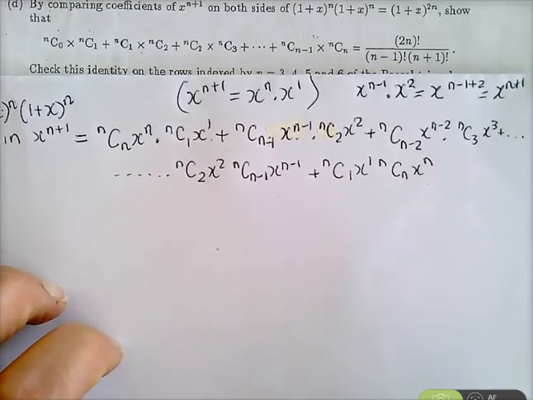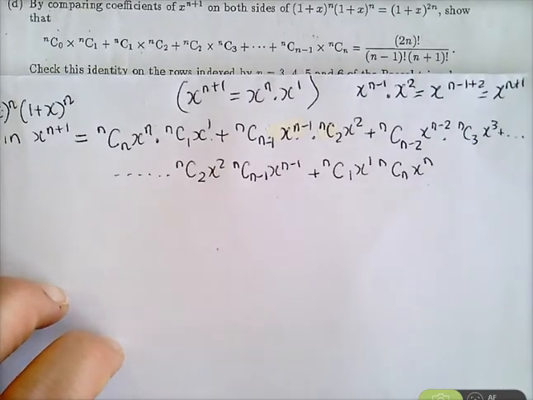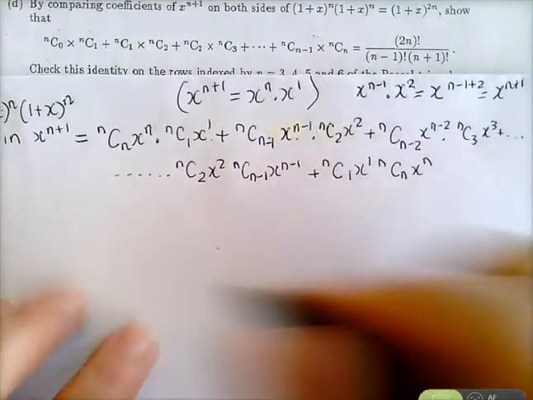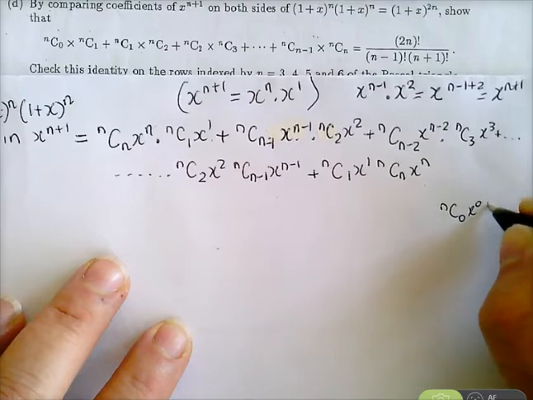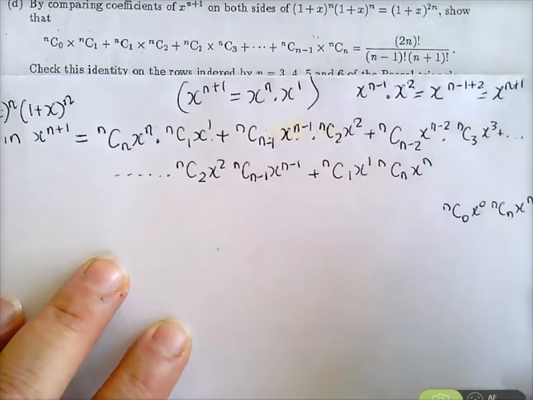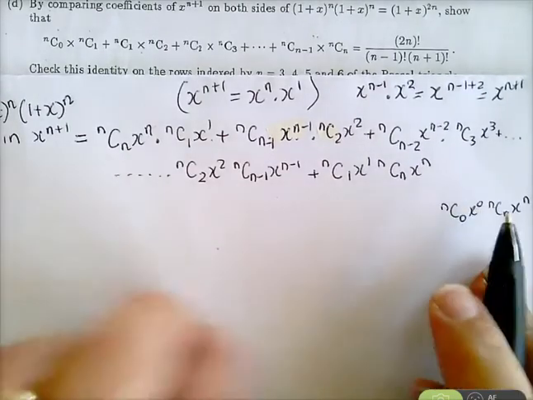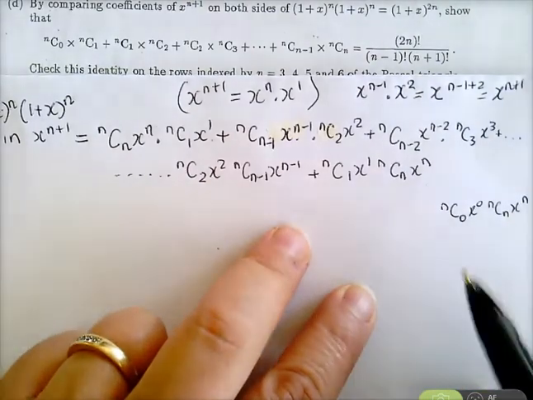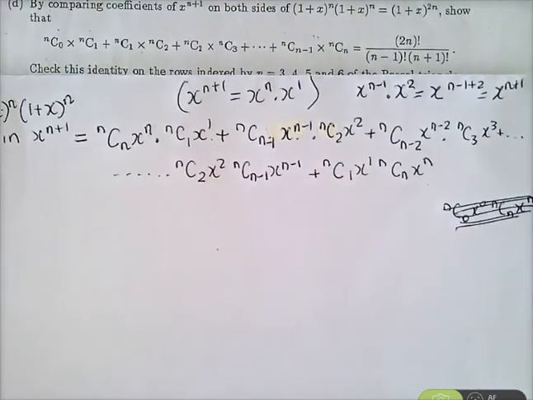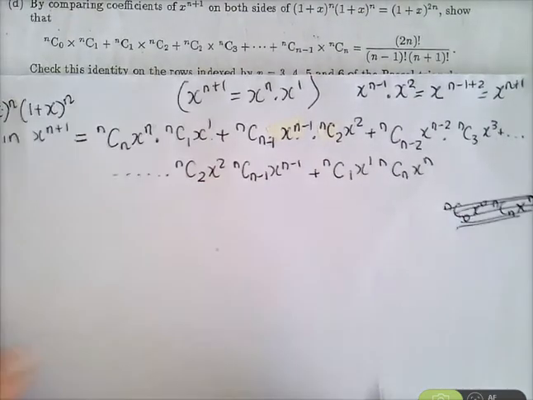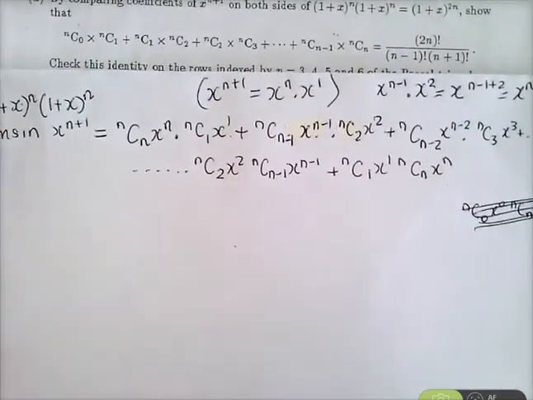No, n choose 0 times x to the 0 does not give you an n plus 1, it only gives you an n. Because if you look at n choose 0 x to the 0 times n choose n x to the n, that does not give you an n plus 1, it gives you an n plus 0. So because we want an n plus 1, it doesn't give it to you.